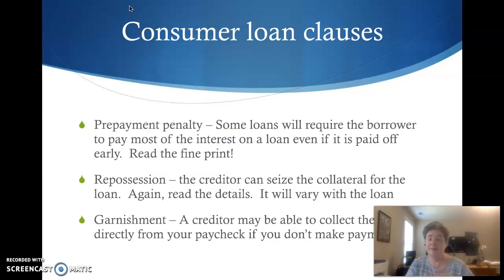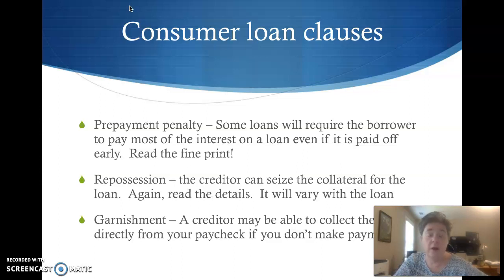Repossession, again, this is going to be similar to that accelerated payment idea, where the creditor can come take possession of your car back if you miss a payment. Read the details. This will vary from loan to loan. And then there are some where they make a stipulation in the loan document where they can garnish your wages, meaning that they can take money directly from your employer, from your paycheck, and you will not see it. You will have no control over it.